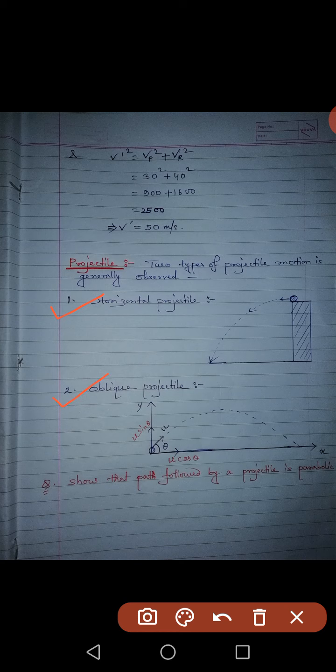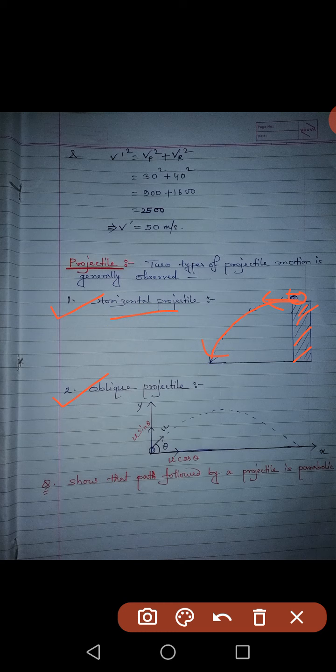So in horizontal projectile, suppose there is a tower or building. On the top of the roof of the building, suppose a person is standing and throwing something in horizontal direction. After going some distance, the object will fall like this. So this is a kind of projectile motion. What type of projectile motion is this?